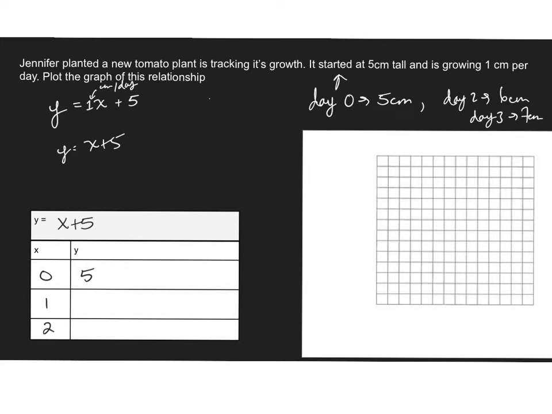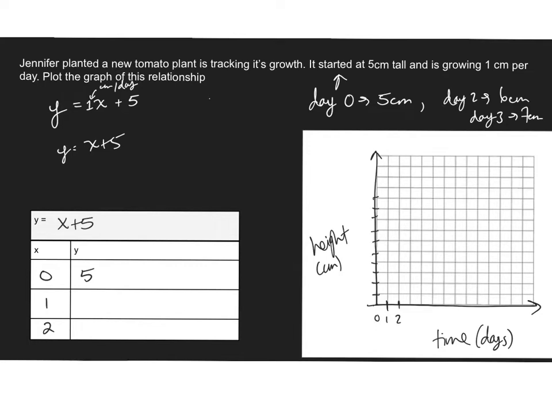Now we look over on this graph and we need to make some grid lines. Time usually goes on the x-axis, so this is time in days. So 1 day, 2 days, and that's 0. And then this would be height in centimeters. So 1, 2, 3, 4, 5, 6, 7, 8, 9, 10, 11, 12, 13. Why not?